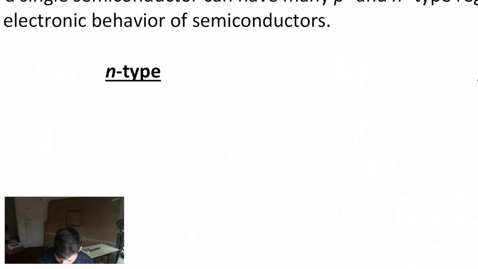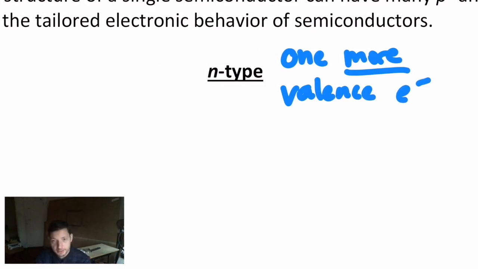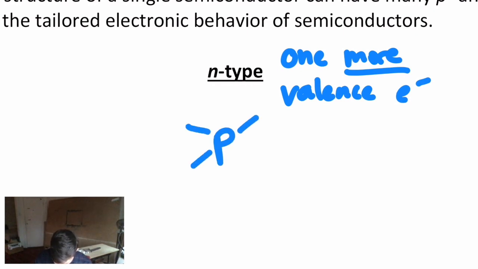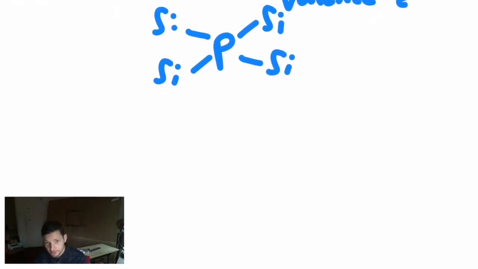An N-type, it says it above, is when you have one more valence electron. So instead of a silicon, let's change one of the silicon atoms to a phosphorus. But imagine that most of the crystal is still silicon atoms. What that does is it creates an extra layer of energy levels right below the conduction band.